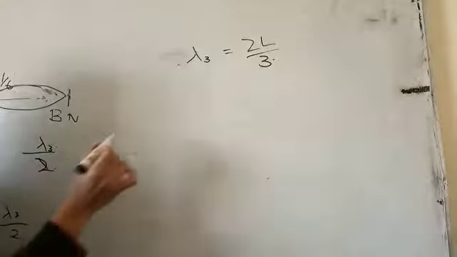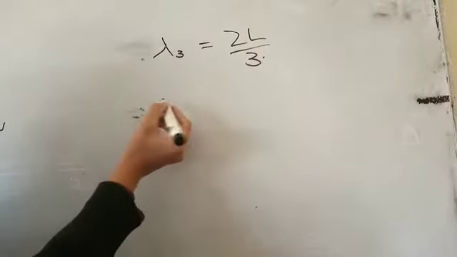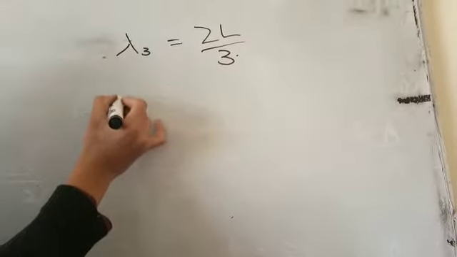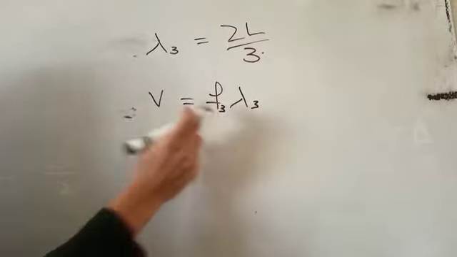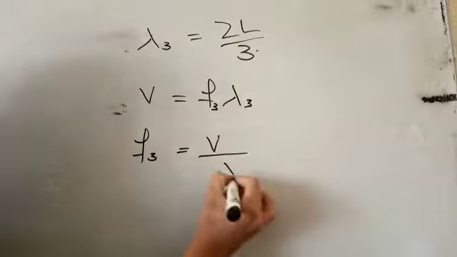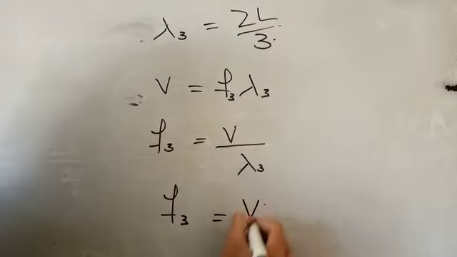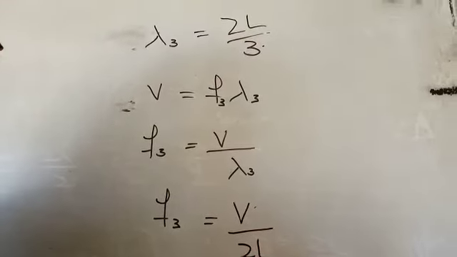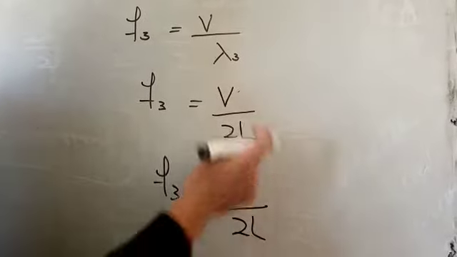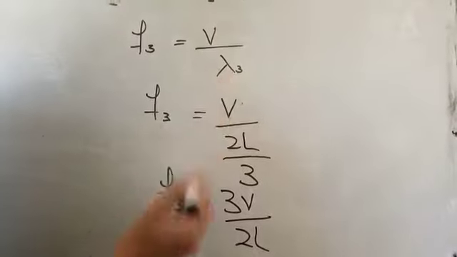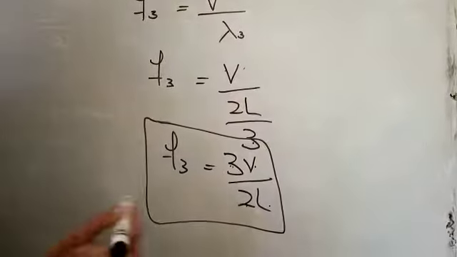Now, if we want to find the frequency of the stationary wave generated when we pluck the string at 1/6 part, we can use the expression V is equal to F lambda. For the third case, we can write V is equal to F3 lambda 3. Here we want to find the value of frequency, so we can write F3 is equal to V divided by lambda 3. Here lambda 3 is equal to 2L divided by 3. So F3 is equal to V divided by 2L divided by 3, or F3 is equal to 3V divided by 2L. The 3 comes to the numerator, multiplied by V, and we get 3V divided by 2L. This is the expression for the frequency when we pluck the string at 1/6 part.